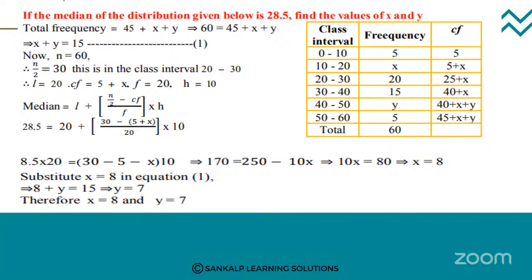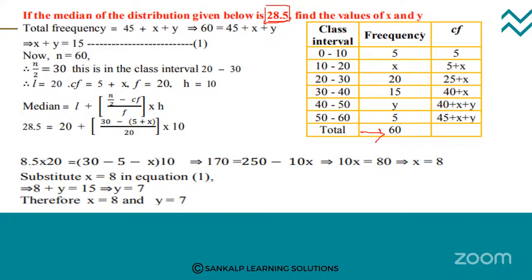If the median of the distribution given below is 28.5, find the value of X and Y. Here they have given the median, 28.5, and we need to find the values of X and Y. The class intervals are 0 to 10, 10 to 20, 20 to 30, 30 to 40, 40 to 50, and 50 to 60. The frequencies given are 5, X, 20, 15, Y, and 5. The total is also given, that is 60.